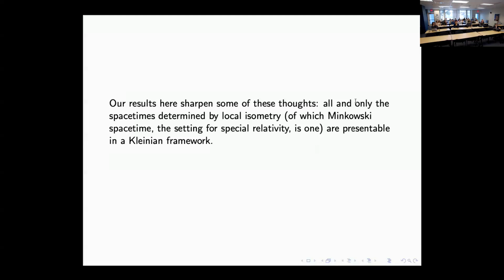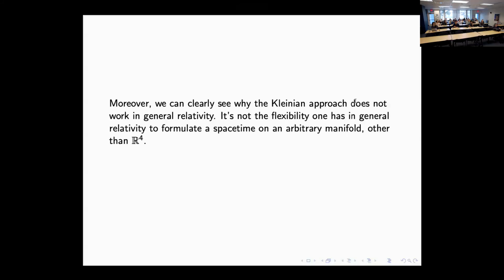All and only those spacetimes determined by local isometry, of which Minkowski spacetime, the setting for special relativity, is one, are presentable in a Kleinian framework, at least if what we mean by Kleinian framework is the framework of locally G-structured spaces. Okay, but we can do a little bit better than this. So we can kind of clearly see why this Kleinian approach doesn't work in general relativity.